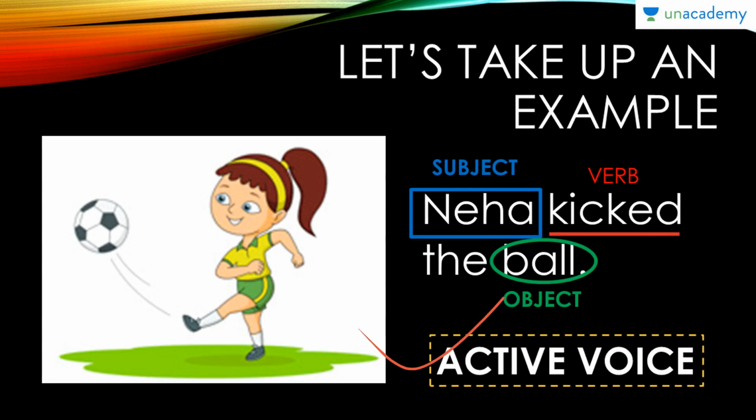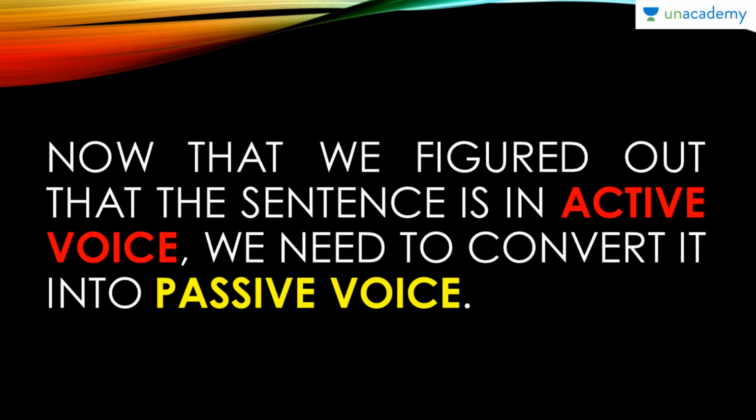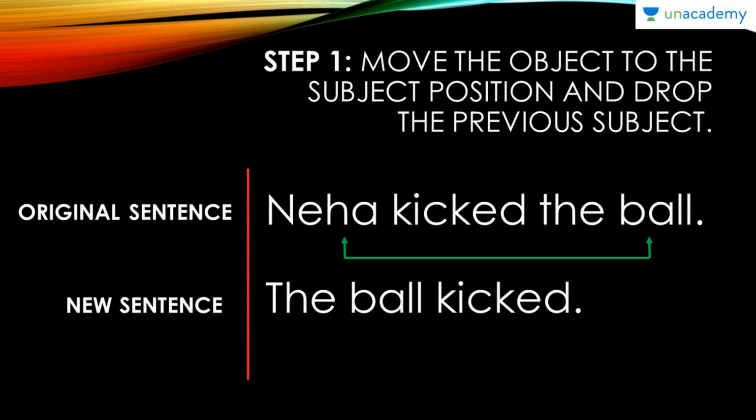So now I'm going to teach you how to step by step convert this sentence, which is an active voice, into passive voice. So there are three main steps. But yeah, now that we've figured out that the sentence is an active voice, we need to convert it into passive. So here are the steps. Step number 1, move the object to the subject position and drop the previous subject. So the previous subject was Neha. So now the object, move it to the subject's position. As in, this will go to Neha's spot and Neha should not be there anymore. So ball goes here, Neha is missing.